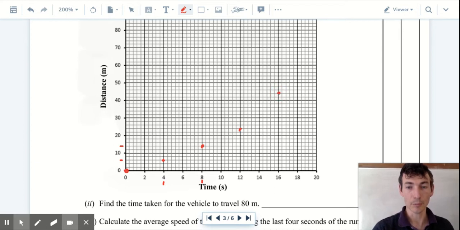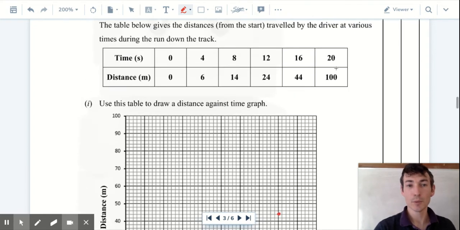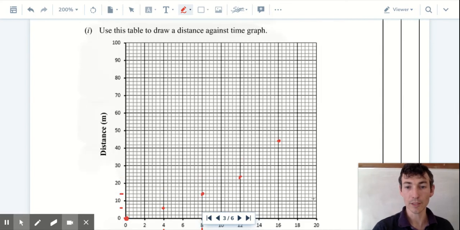Okay, that's our point. Last point is 20 seconds and 100 meters. That's a nice easy one for us. There's 20 seconds. Bring that all the way up. And 100 meters is there. Across. It's going to be right there.